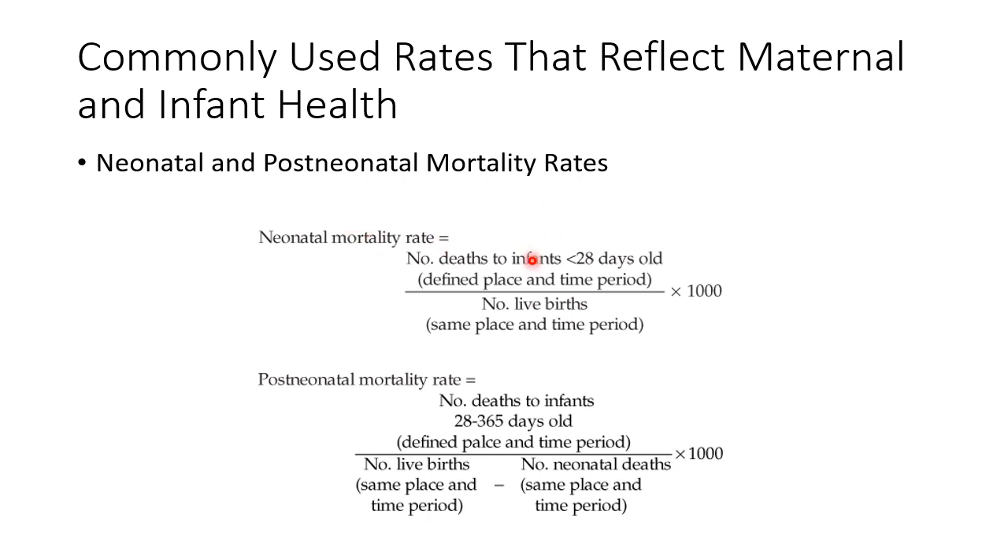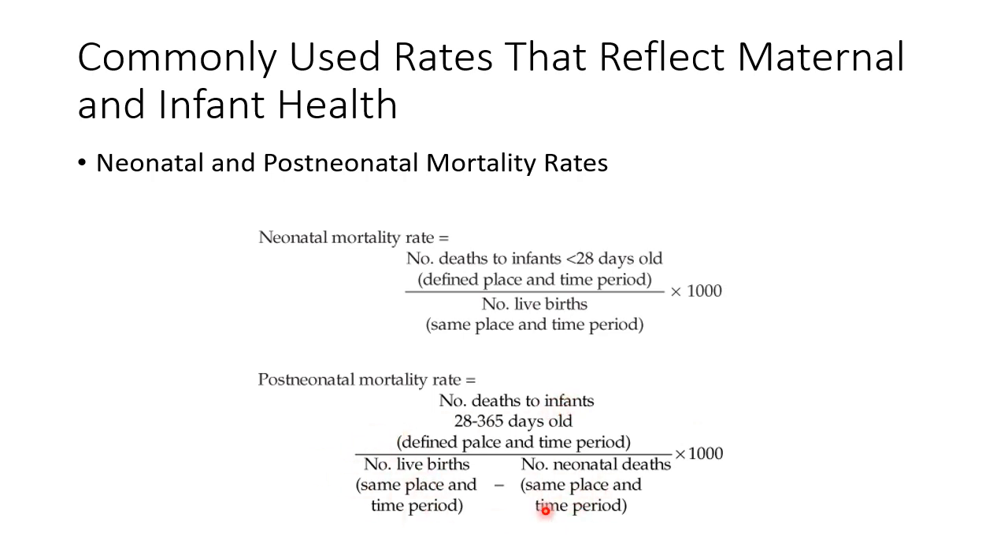In this case, looking at the neonatal rate, you just look at those that died within the first 28 days divided by the total number of live births, right? So the denominator doesn't really change here. Now notice with the postnatal period, we're looking at the number of deaths between 29 and 365 days divided by the live births in total.